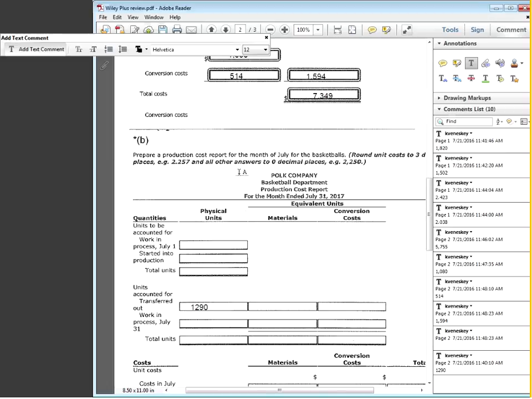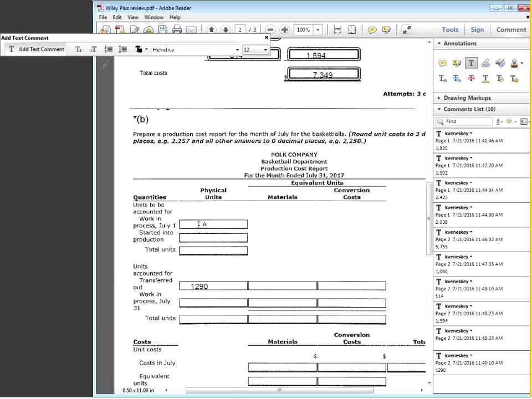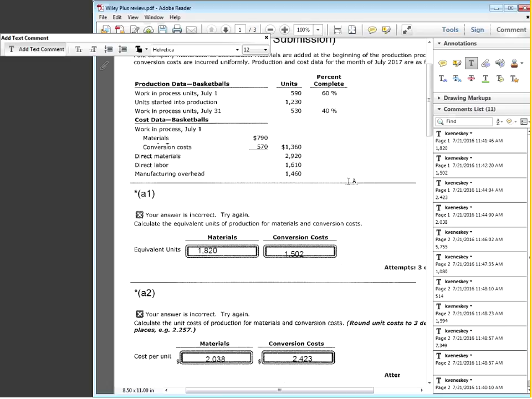Okay. Now part B, some of this is quite easy. There isn't anything to even figure up. It's just kind of putting the numbers in a different spot. And some of this they've already given us in the opening information. Units to be accounted for in work in process on July 1. Well, it told us that up here. I had 590 items in work in process. That's simple enough just to carry down. Items that were started, it told me that as well. 1230.